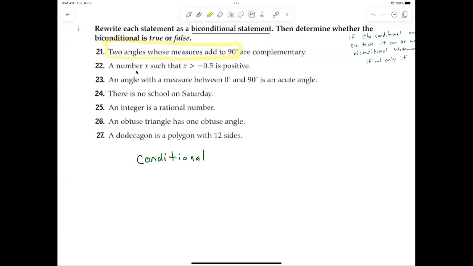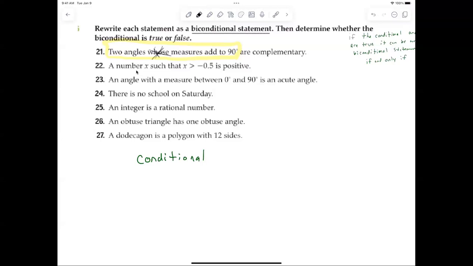Two angles whose measures add up to 90 degrees. Not "whose", that's what threw me off. Say it again. It takes some practice. Two angles' measures add to 90 degrees if and only if they are complementary.